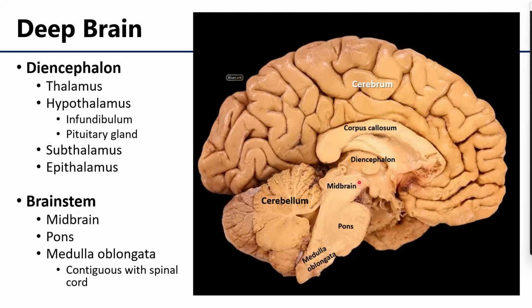And that is contiguous both with the diencephalon up here and with the pons inferiorly. So the pons is this bulbous structure here. I always think it looks a little bit like the brainstem's beer belly, but that's neither here or there. And then inferior to that is the medulla oblongata, and the medulla here is contiguous with the spinal cord inferiorly.